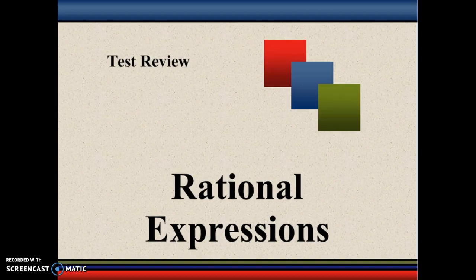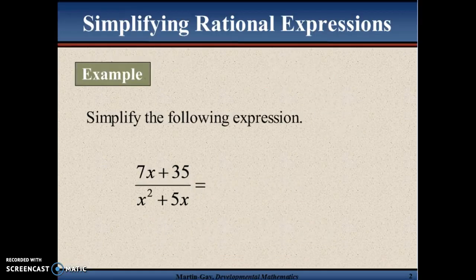Now that we've gone through everything in our rational expressions unit, we're going to take time to review all of it before your upcoming test. So when we started this unit, we started by simplifying our rational expressions, which are just the fractions. And to do that, we always factor. Factor everything first, get a complete factored form, and then go from there.